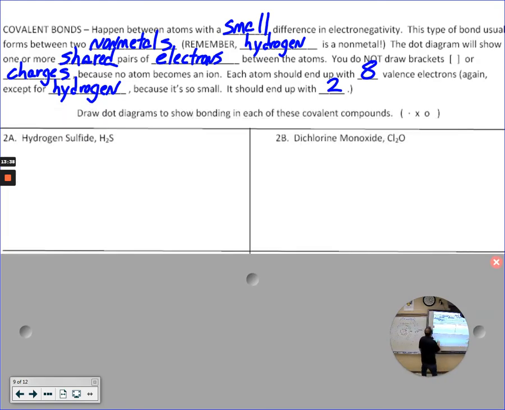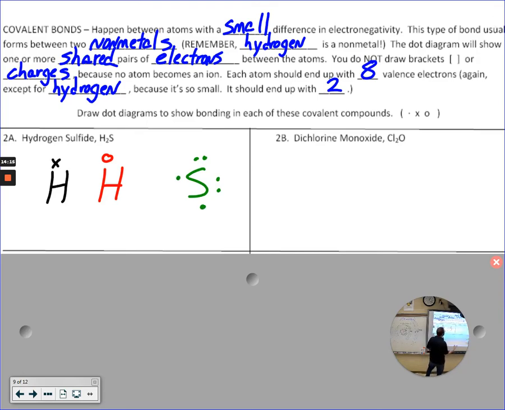I'm going to start here with hydrogen sulfide, H2S. I'm going to start with my atoms: hydrogen, hydrogen, and sulfur. I'm going to go back. How many valence electrons does hydrogen have? That's 1. So he has 1. How about sulfur? 6. Sulfur has 6, right? 2 pairs and 2 singles.